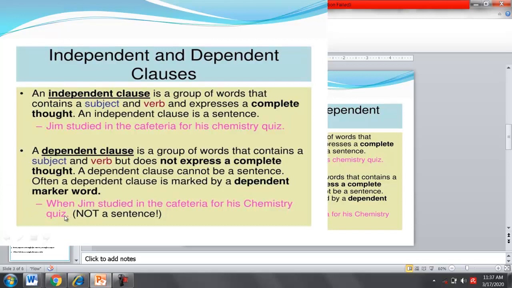When Jim studied in the cafeteria for his chemistry quiz, it's mentioned that it's not a sentence. Why? Because the meaning is not complete. And I have the word when. With this word when at the beginning of this part, the sentence will not be complete at all. The sentence needs something else to be completed.